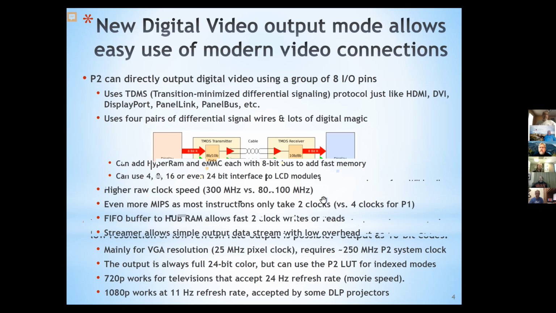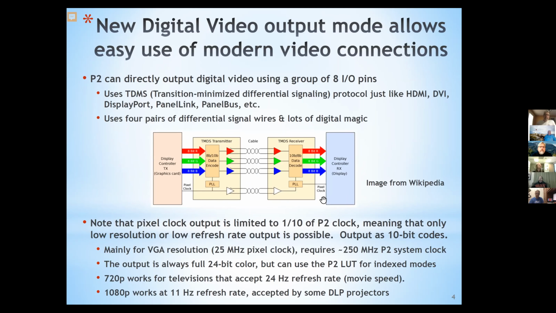So the first thing I think about is the digital video output mode on the P2. This is really a wonderful thing. I think it was kind of a last minute addition, but it's great to have that. It uses groups of 8, needs 8 pins to use it. There's basically 4 channels of differential signaling, 3 for RGB and 1 for the clock information. And this uses TDMS, the same as HDMI, DisplayPort, panel link, that kind of thing.